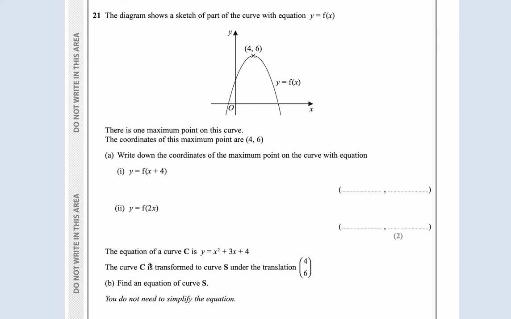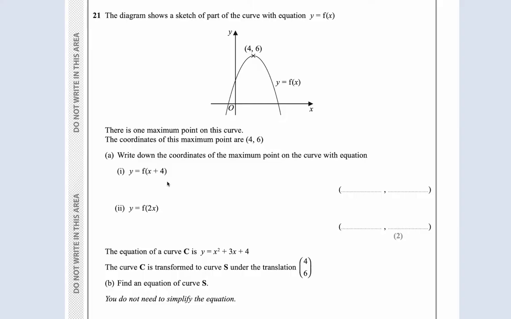Question 21. Okay, the diagram shows a sketch of part of the curve y equals f of x. So this is a quadratic. It is a parabola, a negative parabola. There is one maximum point in the curve, that's this point. The coordinates of this maximum point are 4 and 6. Write down the coordinates of the maximum point on the curve with the equation y equals this.